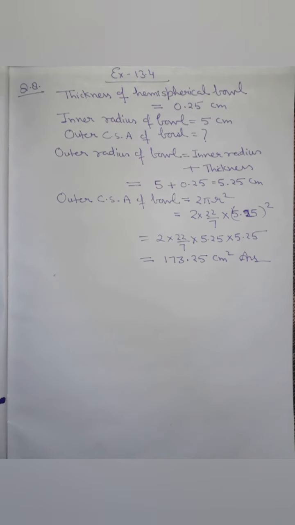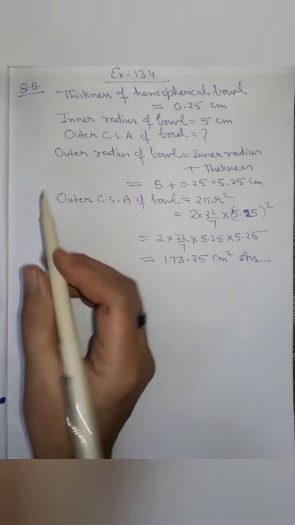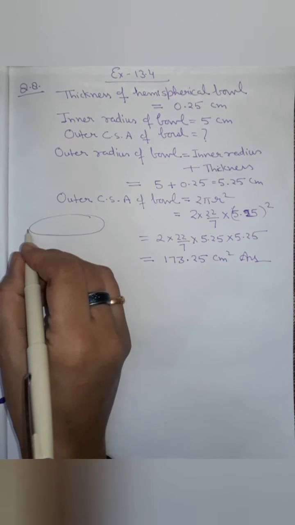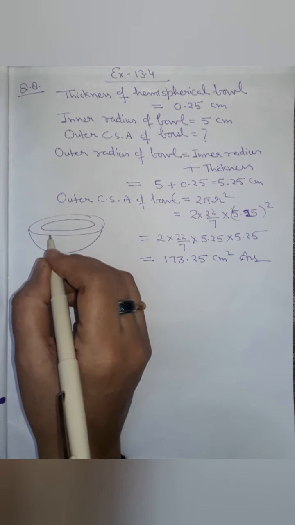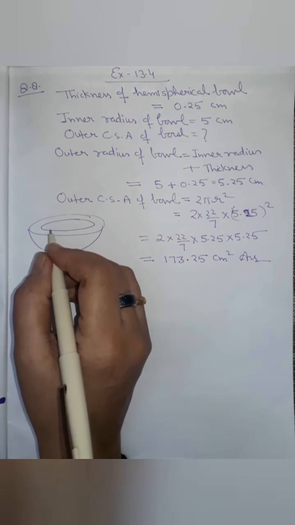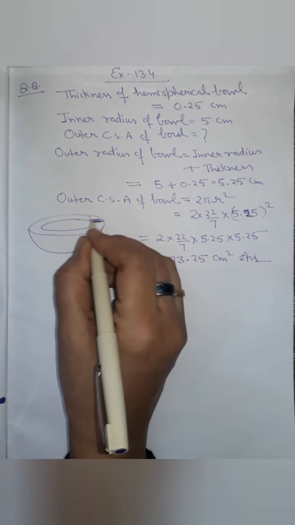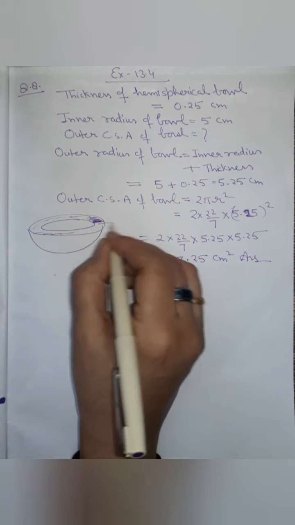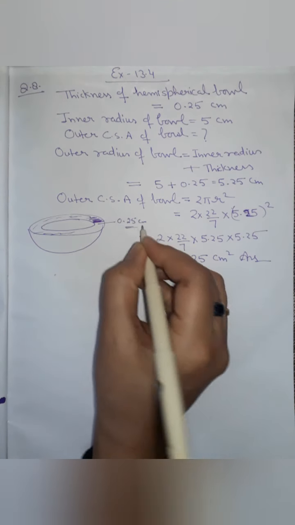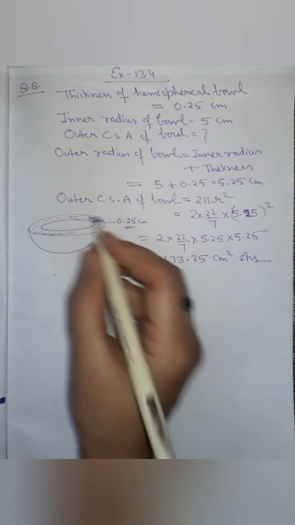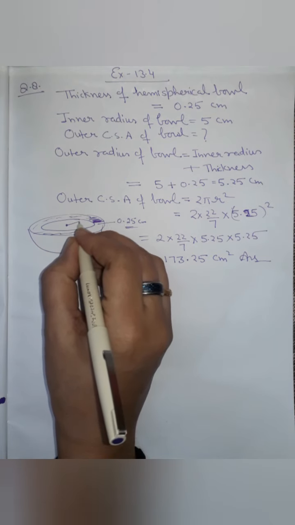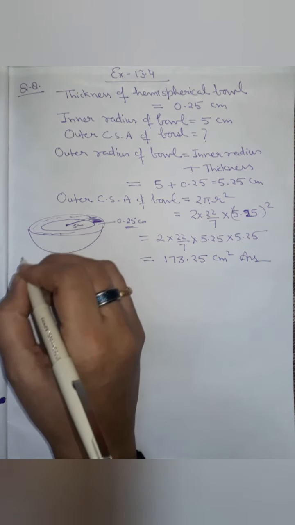Now one more example from exercise 13.4 and question number 8. A hemispherical bowl is made of steel. There is a hemispherical bowl. It is made of steel 0.25 centimeter thick. Means this thickness of this bowl is 0.25 centimeter. The inner radius of the bowl is 5 centimeter. Means this inner radius is 5 centimeter.